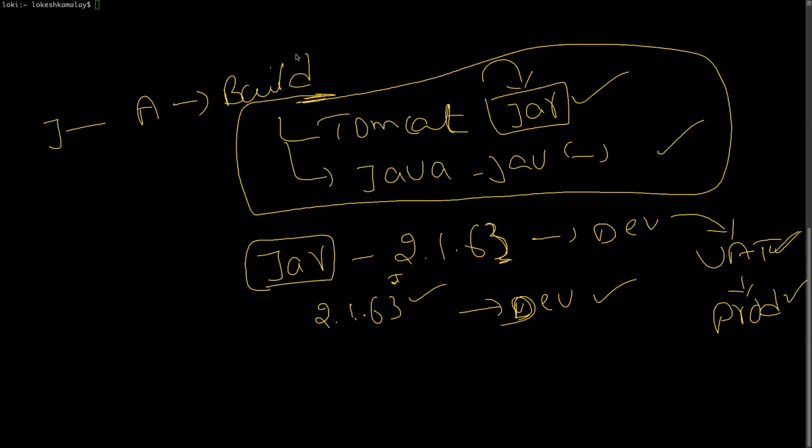So again, if you have multiple VM environments, you have to deploy the same jar into all the VMs. It's again a bit of a pain. To avoid all this, we make use of Docker. It's called microservices. I mean, we use Docker.